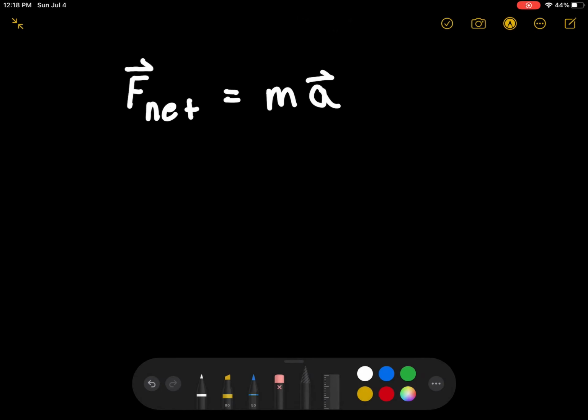The second law of motion is simply the addition of all net forces is equal to the mass times acceleration. And I have these little arrows on top of the force and acceleration because these are going to be treated as vectors. Let's look at some examples.